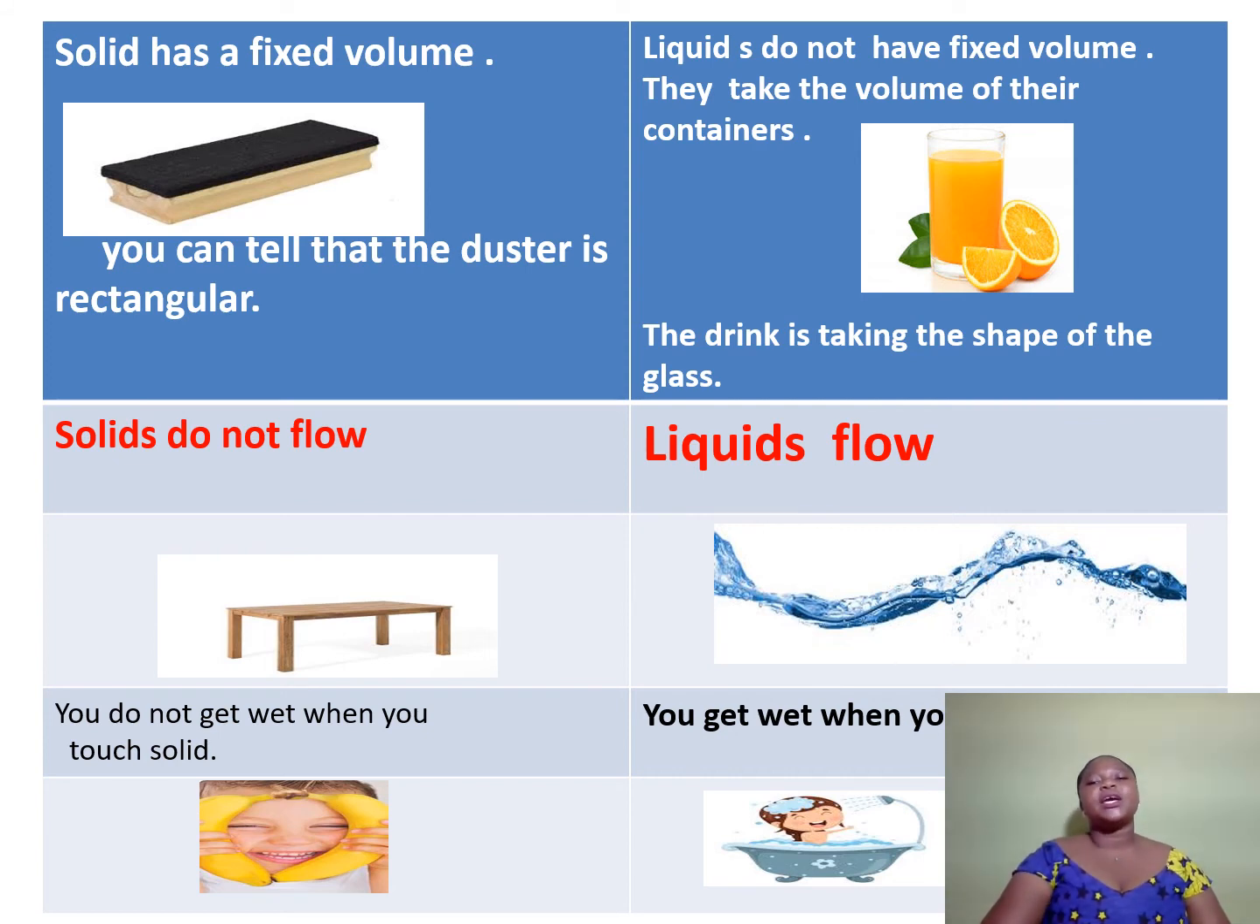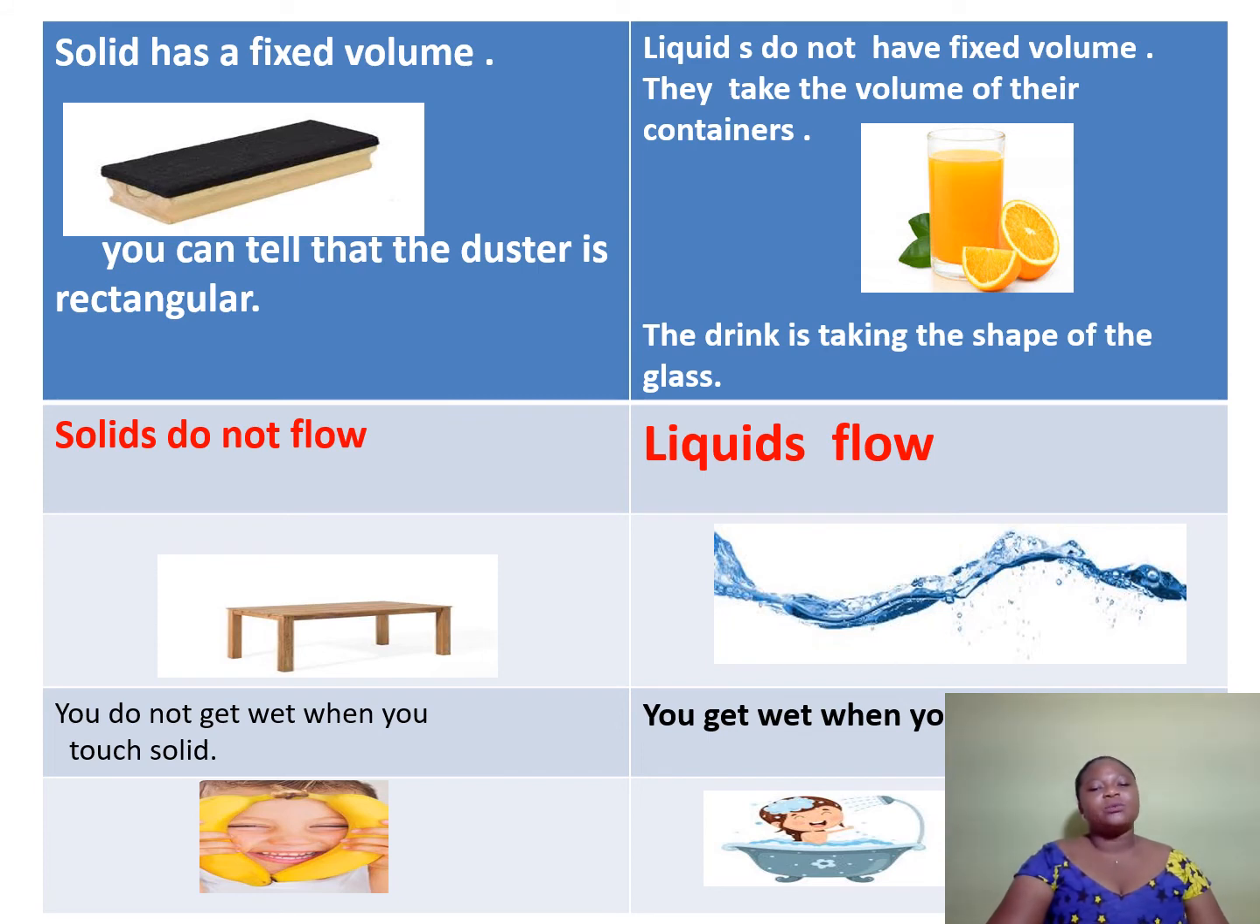Good. So liquids do not have what? A fixed shape. Liquids do not have fixed shape. They take the volume of their containers. So this is what? An orange. And when you squeeze the juice into the glass, it occupies the volume of the glass. Okay? So the drink is taking the shape of the glass.